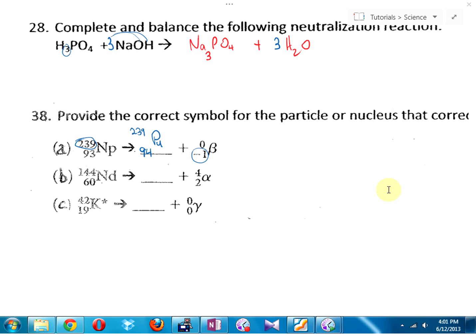How much charge? Oh, and by the way, they're only asking you to find this missing section here, but I would have no problem giving you this and saying find that, or giving you this and saying find that as well, right? The whole idea is the numbers have to balance all the way across. So I got 144 mass. Got to be 140. Right? 60.